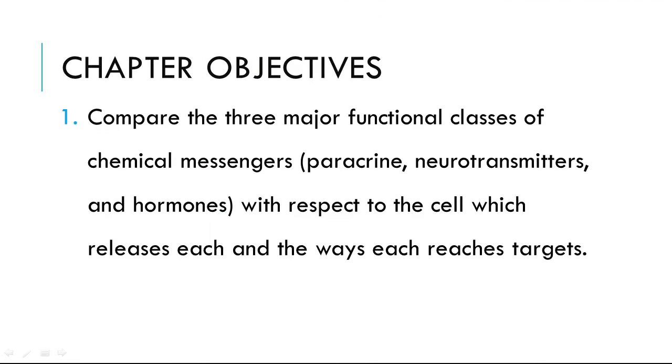Our objectives for this fifth chapter: we're going to give three major functional classes of chemical messengers. So we're going to talk about paracrine messengers, neurotransmitters, and hormones, and identify a specific type of cell which would release each, and then generally the effect which they would have at their target cell.